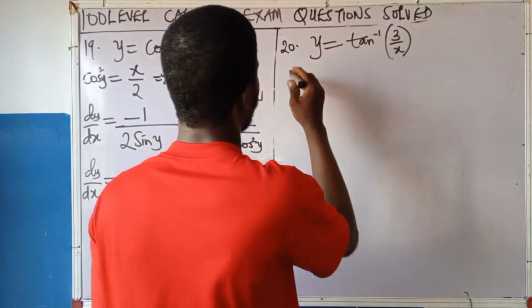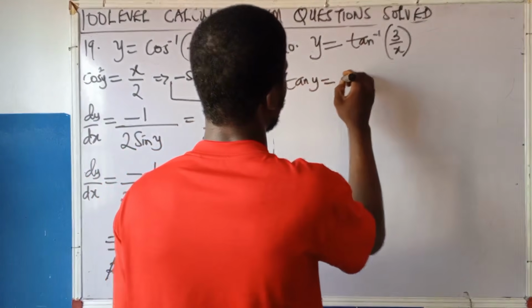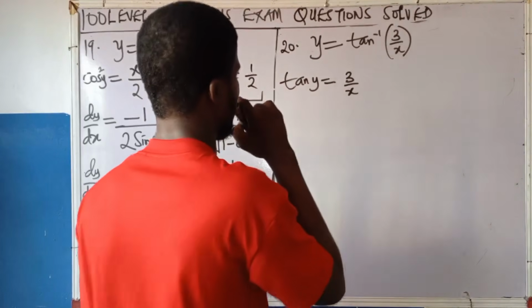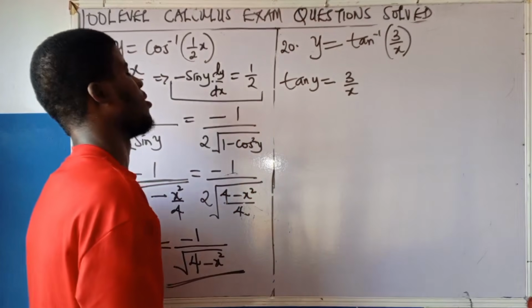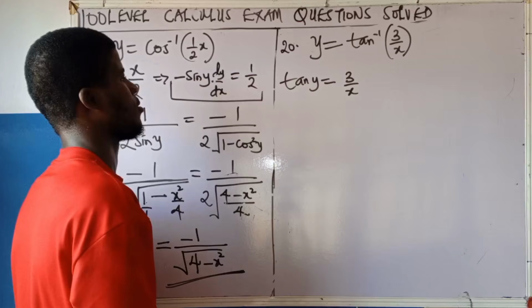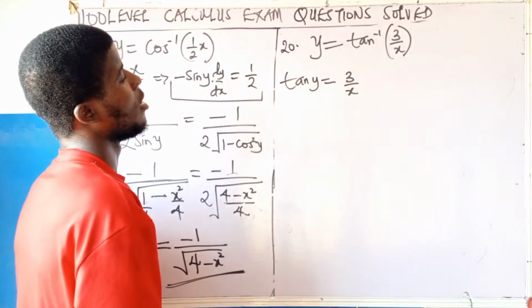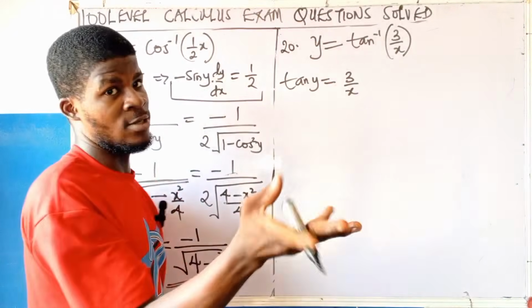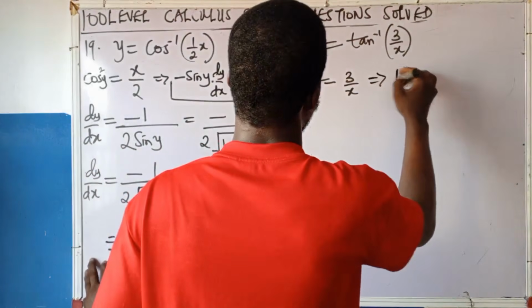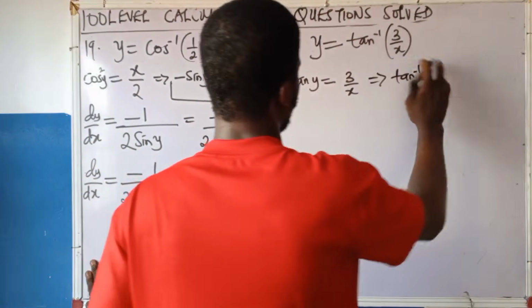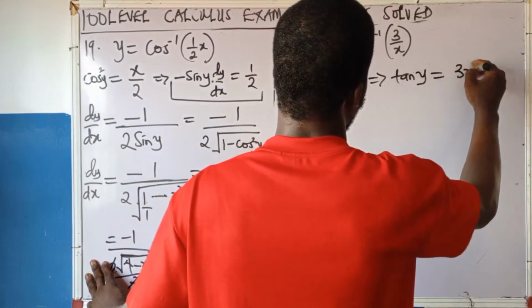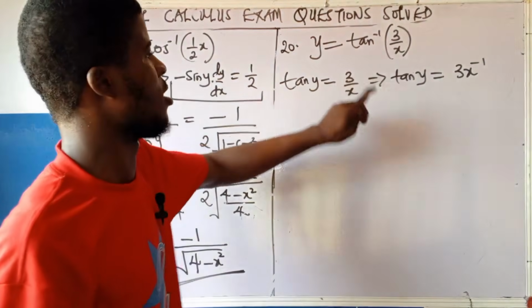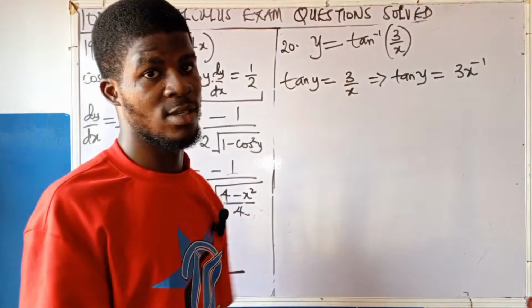If I take the tangent of both sides, I'll be getting tan y equals 3 over x. Let's leave it like this first. Let me take the derivative of both sides. To make it easy, I can write this as tan y equals 3x raised to the power minus 1, because 1 over x can be written as x inverse.